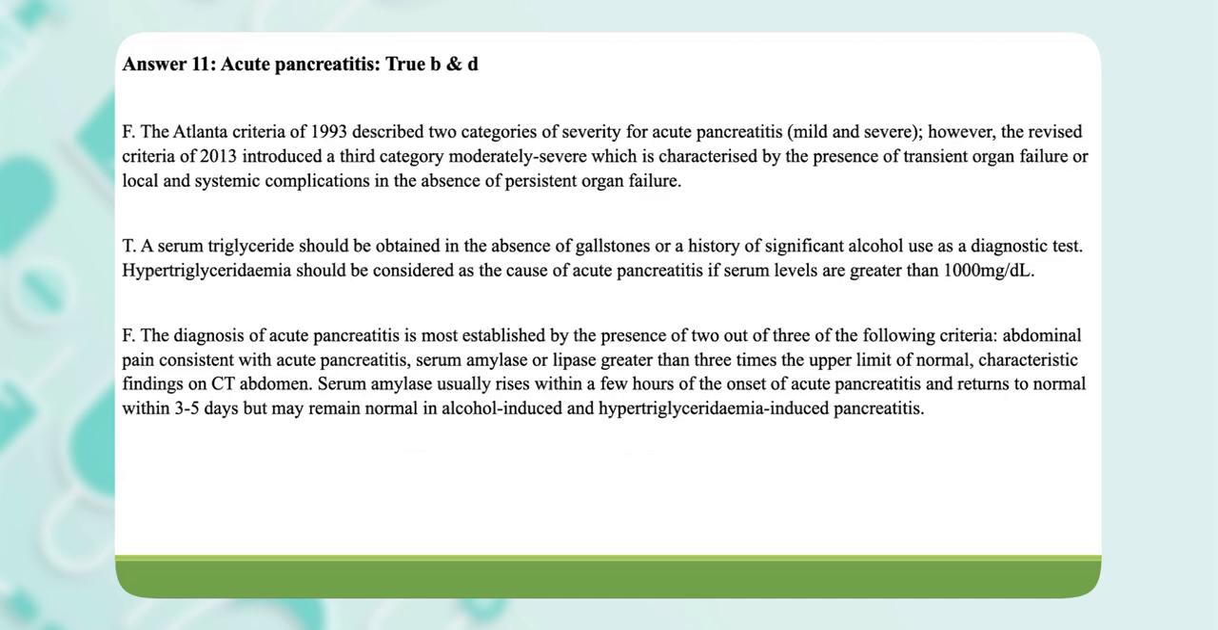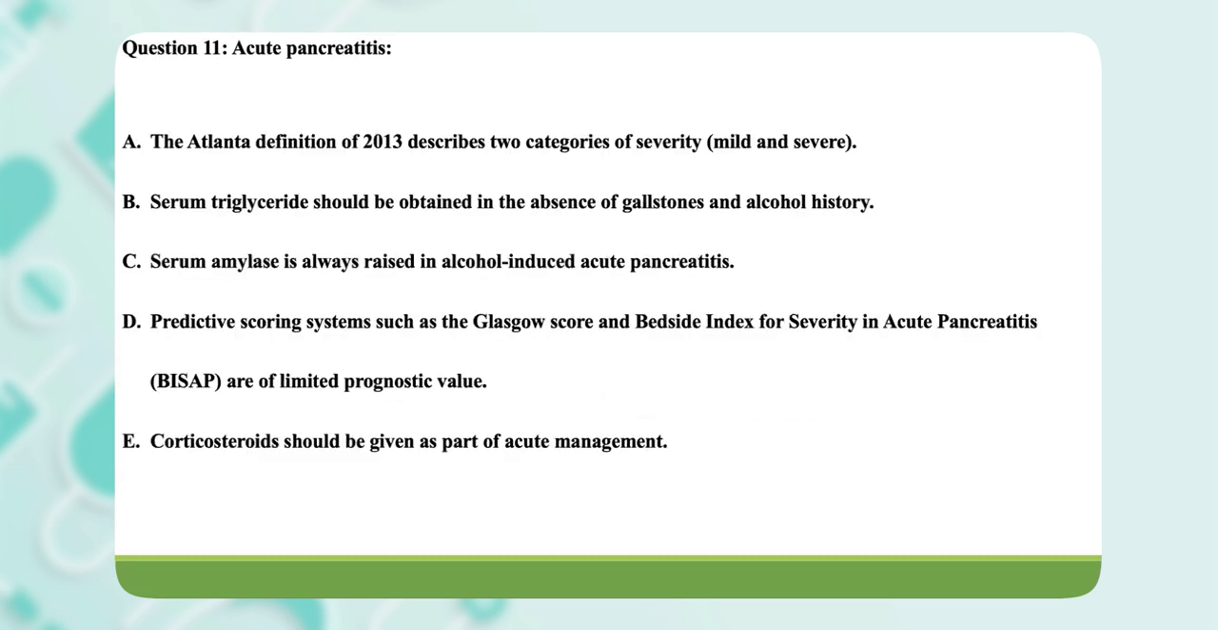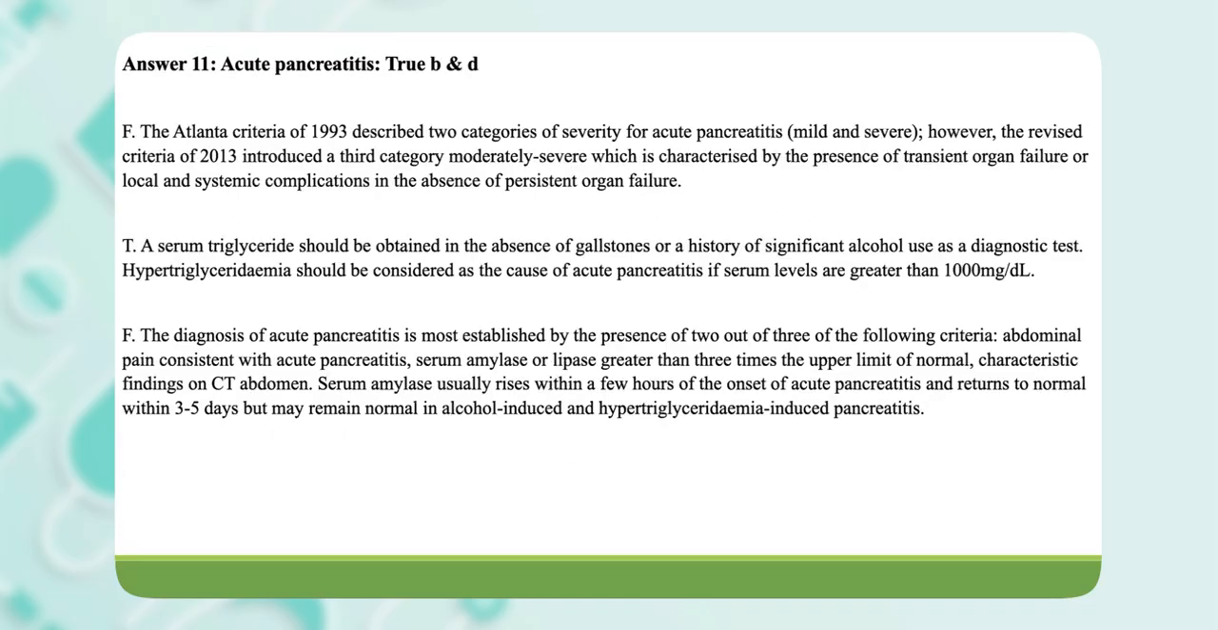Let's see. The Atlanta criteria in 1993 described two categories, not in 2013. 2013 introduced a third category, moderately severe, which categorizes patients with transient organ failure and local or systemic complications. Then you have the serum triglyceride. Yes, you have to do the serum triglyceride because the first cause is gallstone, second is alcohol, third is hypertriglyceridemia. And serum amylase is always raised in alcohol-induced pancreatitis? No.